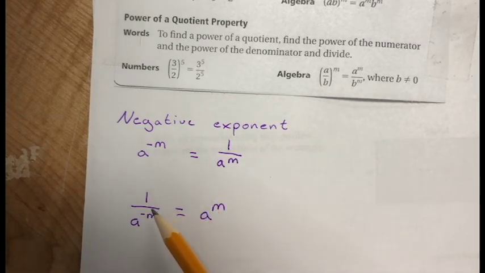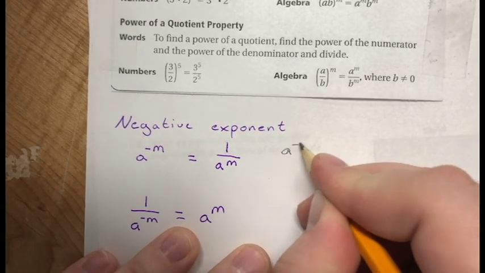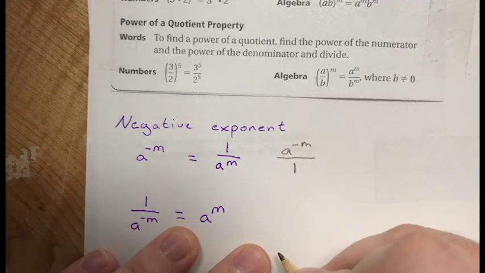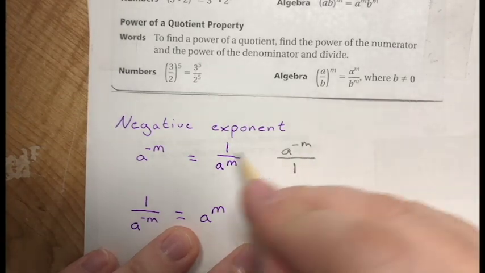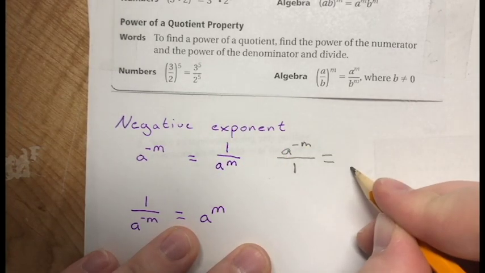Let's say I have a fraction and a to the negative m is in my denominator. I rewrite it, and let me show you how this works. A to the negative m can be rewritten as a fraction like this. But because of this rule, and I don't like negative exponents, I always rearrange it.